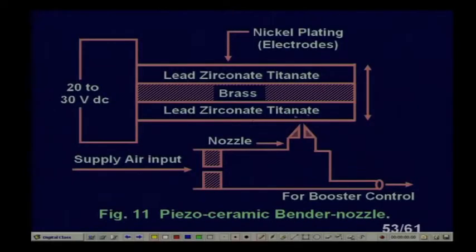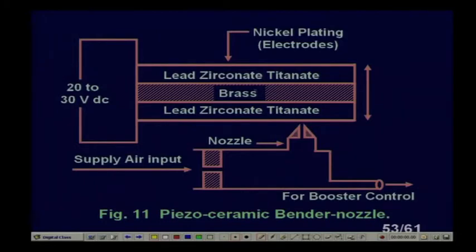This is our ceramic piezoelectric system. First, the 4 to 20 milliampere current is converted to a 20 to 30 volt DC that is applied. As you know, the piezoelectric system is a reversible system. If you apply pressure, you get a voltage. If you apply voltage, you get a change in pressure.